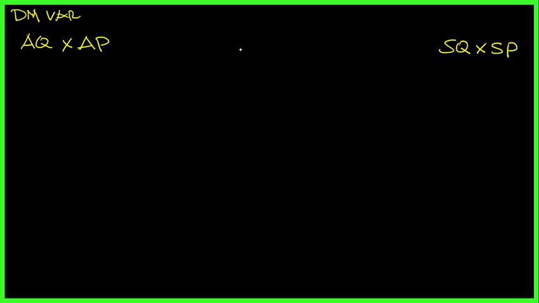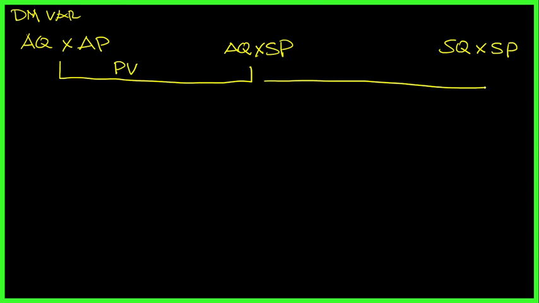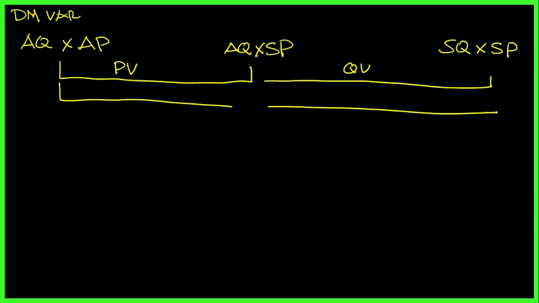Okay, kukunin natin yung actual quantity times, yung manggagaling dito, standard price. Okay, so the difference of these two is now your price variance. The difference of these two, this is now your quantity variance. And if you add the two, okay, this is now your total variance. That's for your direct materials variance.